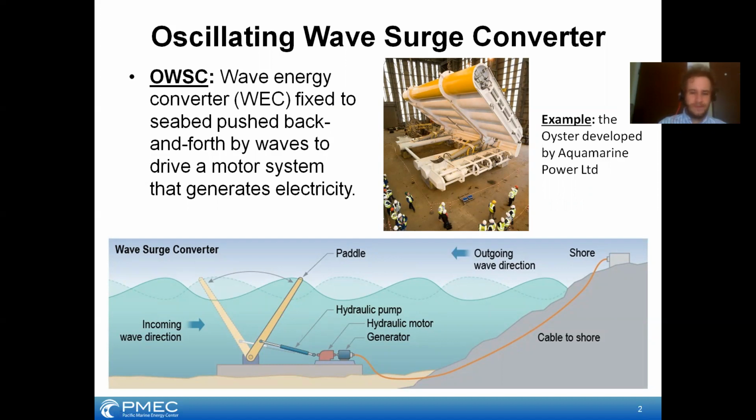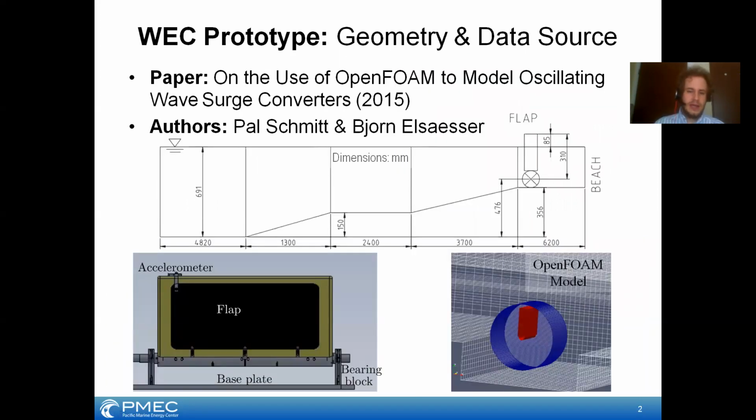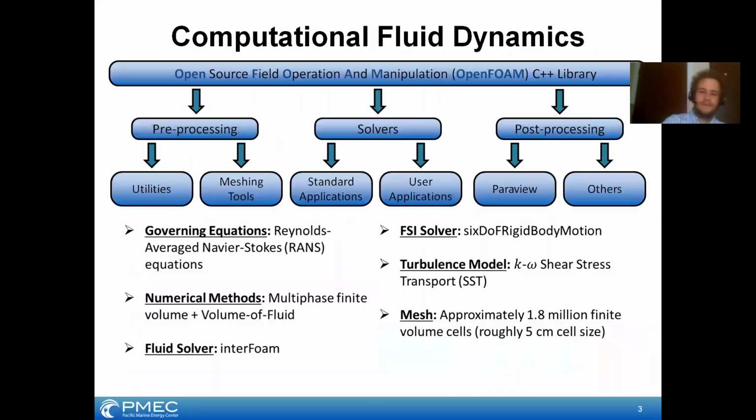significant amount of electricity. So a similar study kind of related to this was done in 2015 by Schmidt and Elsesser on how to use OpenFOAM for modeling oscillating wave surge converters. And you can see here we've got kind of a schematic, definitely not to scale, of their domain, and also the flap in the bottom left there, as well as kind of a little screenshot of what their computational domain looked like for their OpenFOAM model. And so we use this to get the geometry and validation data.